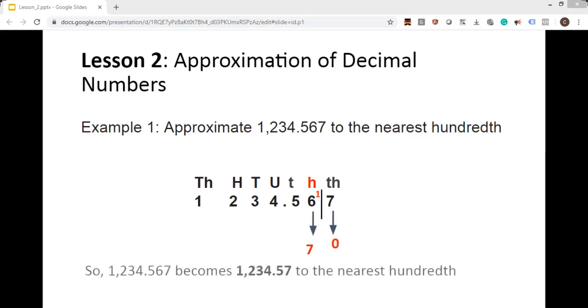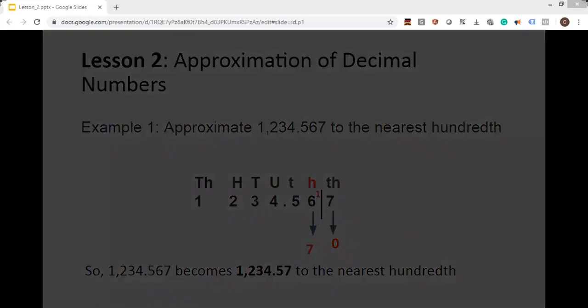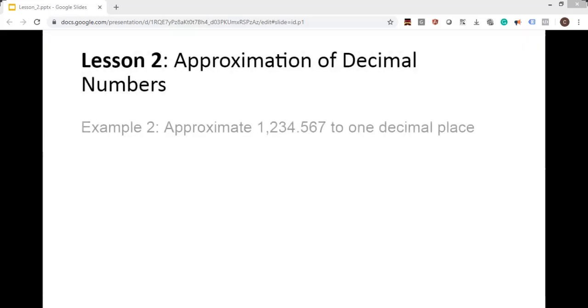Therefore, 1,234.567 becomes 1,234.57, rounded off to the nearest 100. Is this clear? Let's look at another example.